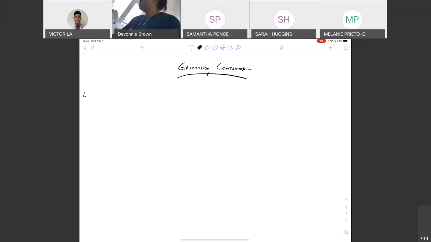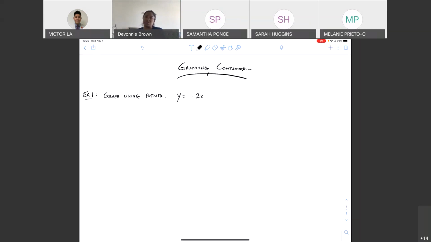So here's example 1. I'm going to say graph using points. Let's do something negative this time. So we'll go y equals negative 2x plus 1. All right. So there's our y and x, right?